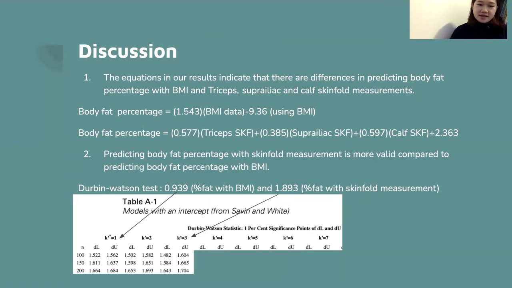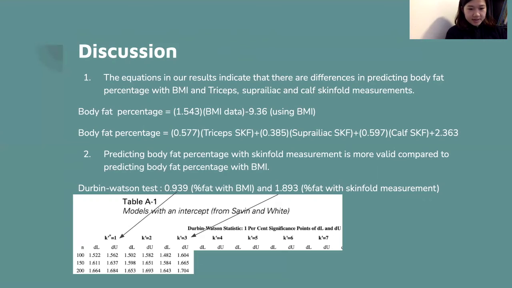Second, predicting body fat percentage with skin fold measurements is more valid compared to predicting body fat percentage with BMI. The Durbin-Watson test results are 0.939 and 1.893, comparing percentage fat with BMI and percentage fat with skin fold measurements. From the table, we can see that when we use BMI to predict percentage fat, the DW value is smaller than DL. So it indicates that the data is not independent, which will affect the validity.